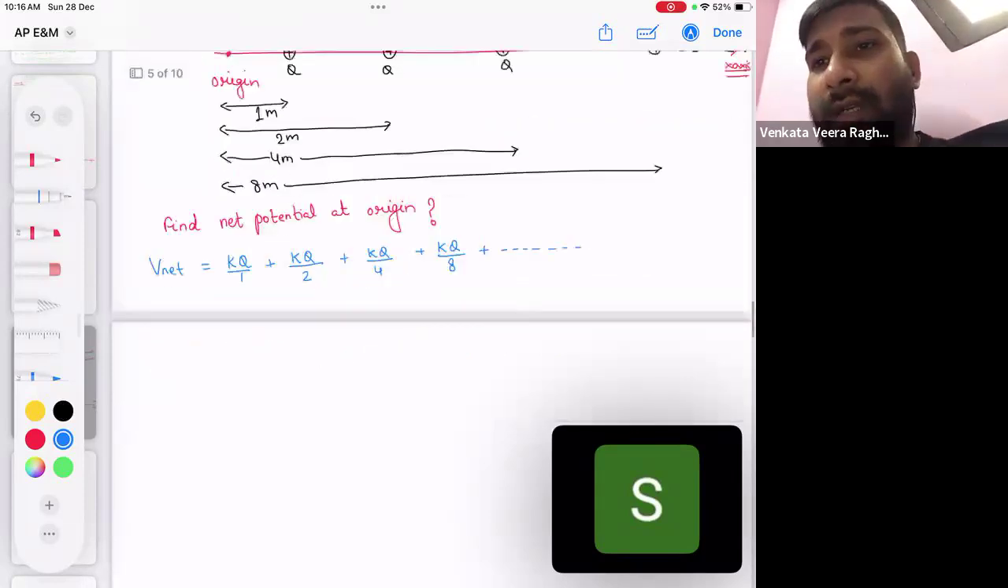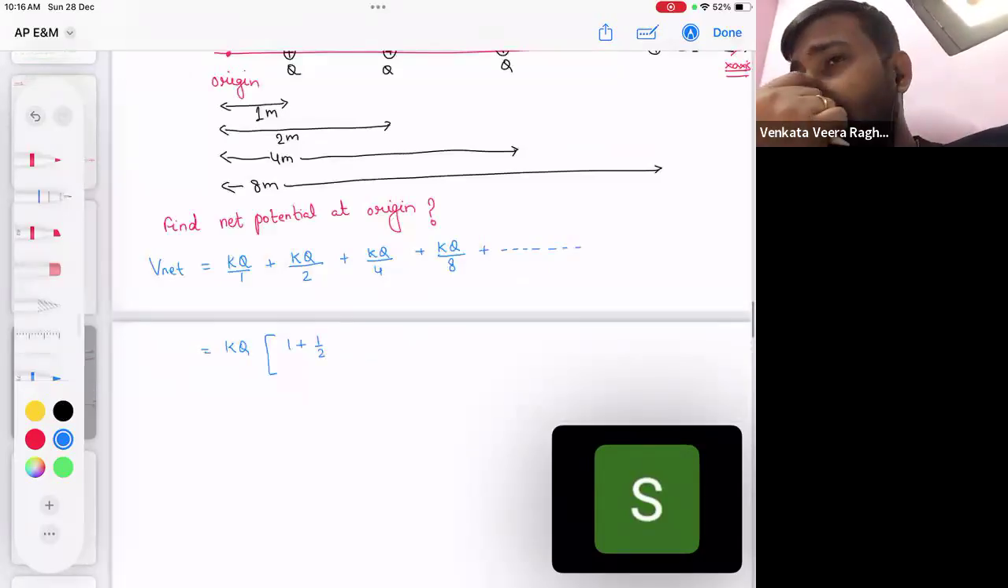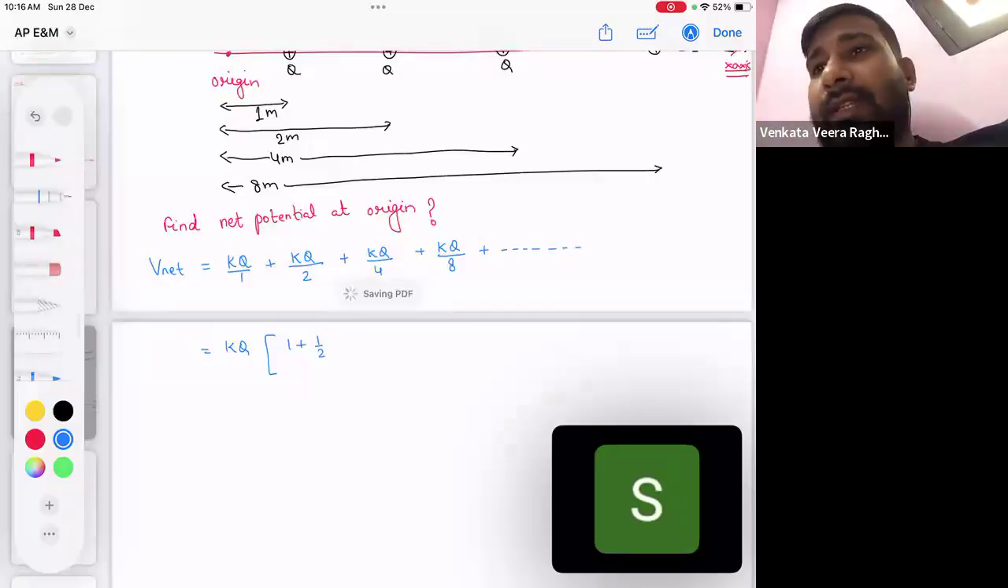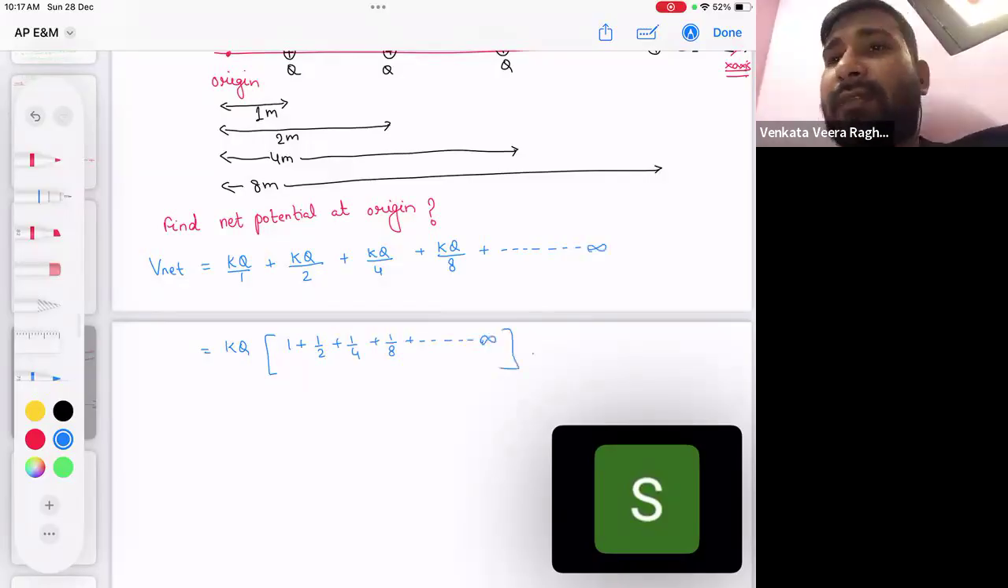Do you find any pattern here? KQ common, 1 plus 1 by 2 and so on. Right? Check it. GP form. Is it an AP or a GP? GP. Right. So this is what? An infinite GP. And what is the common ratio of that infinite GP? Right or not? That goes up to infinity. So the common ratio of this infinite GP is 1 by 2.